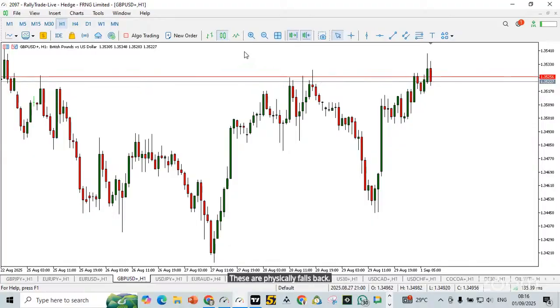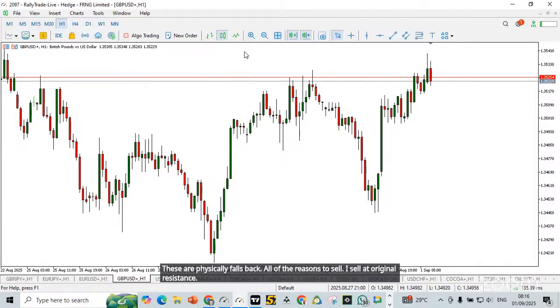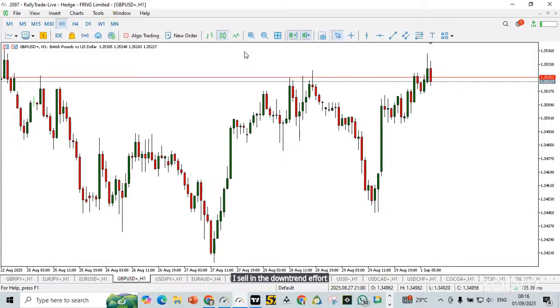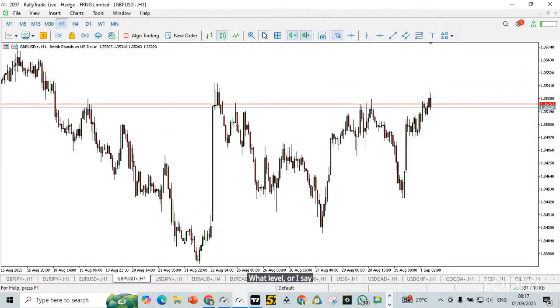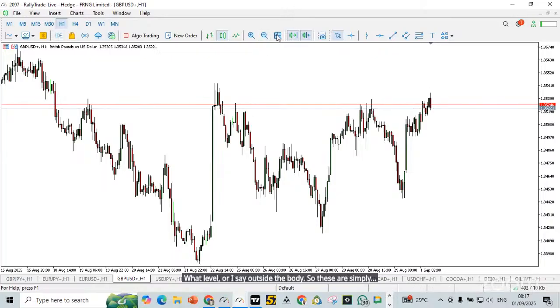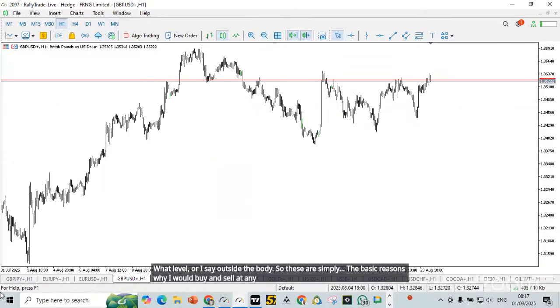For the reasons to sell, I sell at horizontal resistance. I sell in the downtrend after it pulls back. I sell after the breakout of a support level, or I sell after the reversal pattern. So these are simply the basic reasons why I will buy and sell at any point in time in the day.